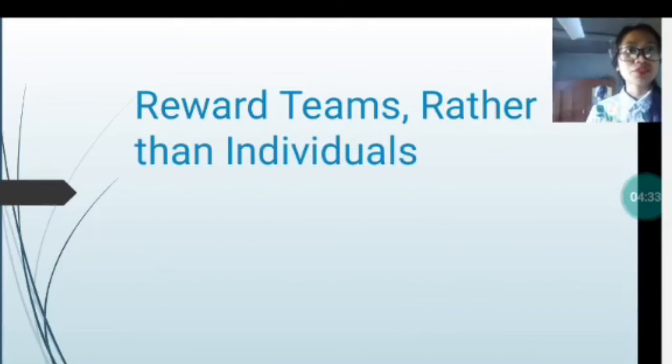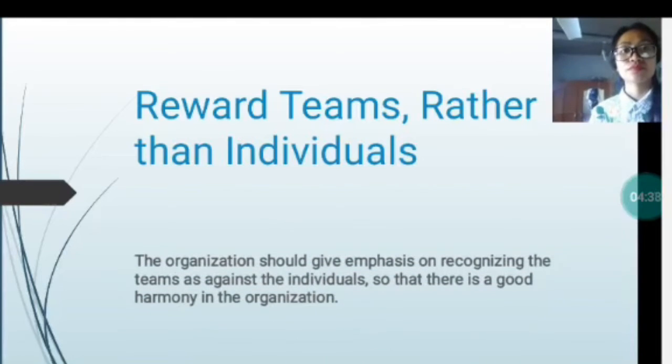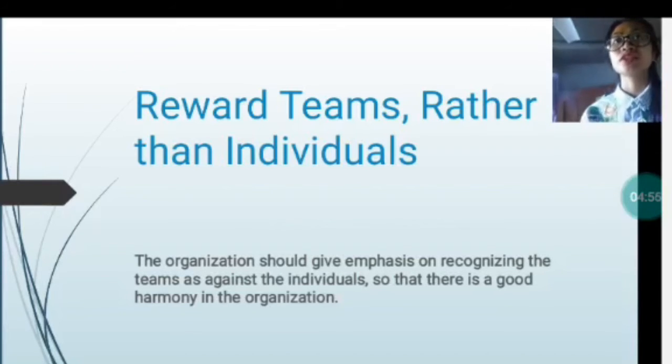Reward teams rather than individuals. The organization should give emphasis to recognizing the teams as against the individuals so that there is good harmony in the organization. There is no harm in awarding individuals for their meritorious service, but it may cause hurdles in practicing teamwork in some cases.